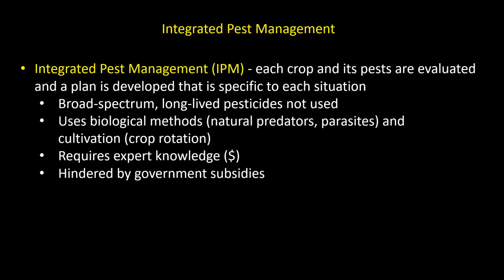The problem with integrated pest management is that it requires expert knowledge, which causes it to be a little bit more expensive. Also, it's hindered by government subsidies for using conventional pesticides. When done correctly, pesticide use can be a beneficial way to increase profits and yields for farmers. Ongoing research into more environmentally friendly synthetic pesticides or alternative ways to control pests are needed.